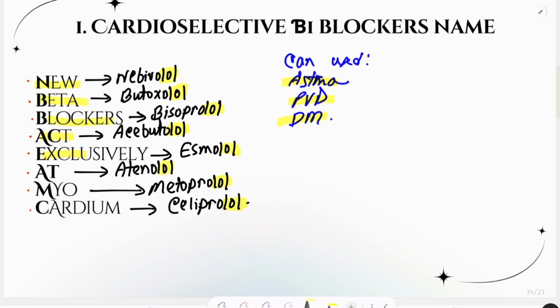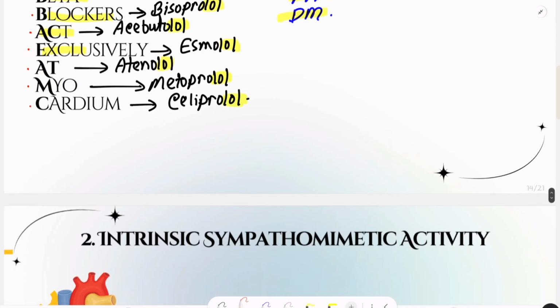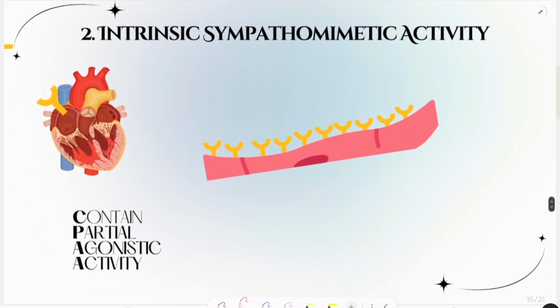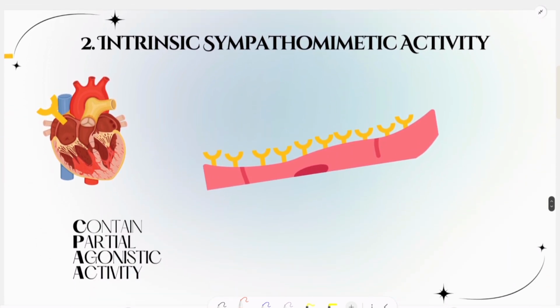Now we will move to another property of beta blockers, that is intrinsic sympathomimetic activity. We know that sympathomimetic means that it stimulates the sympathetic nervous system. But we are talking about sympatholytic drugs. So is it possible for a drug to block the receptor and also stimulate the sympathetic nervous system?